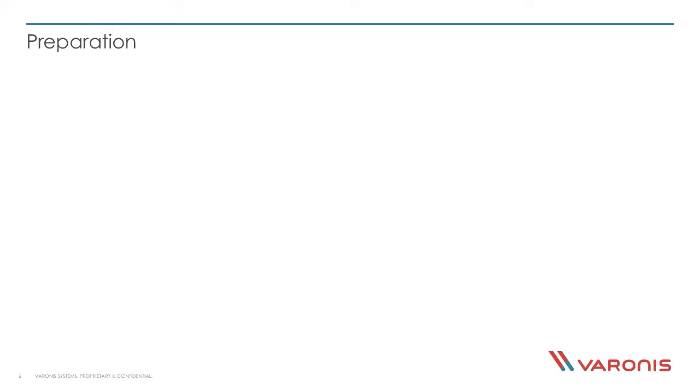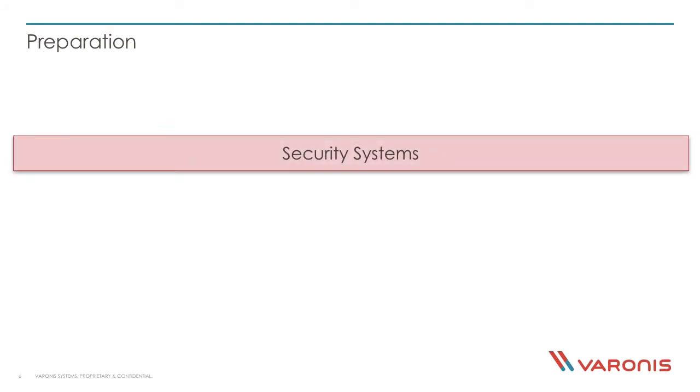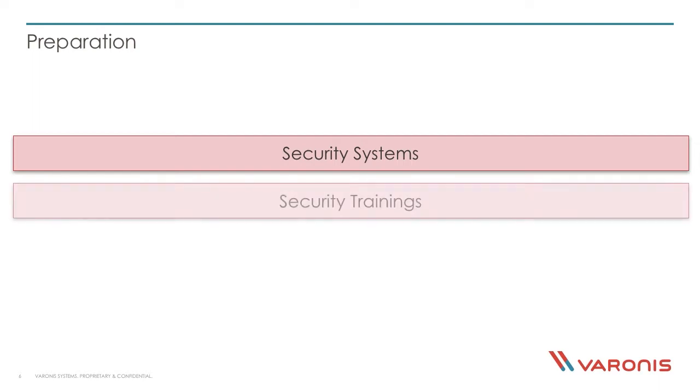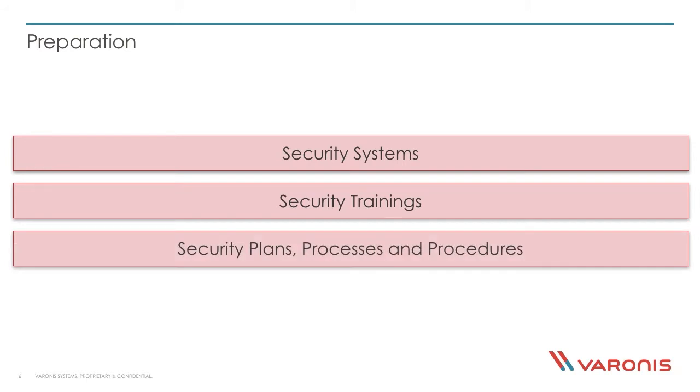This phase includes the security systems you install, such as firewalls, SIEM solutions, antivirus, etc. It also includes the security trainings for employees. For example, incident investigation training for SOC analysts, secure development training for developers, phishing training for your employees, and so on. And the third thing that preparation includes is the security plans, processes, and procedures, which is the focus of this course. A good cybersecurity strategy includes a strong investment in those three pillars: products, people, and process.